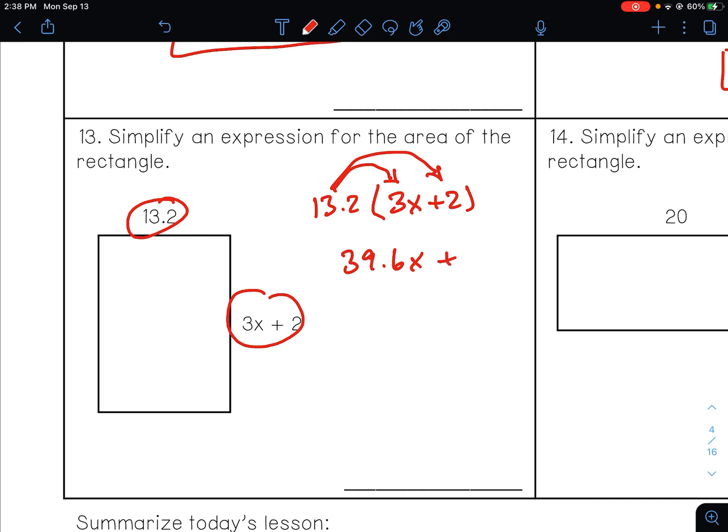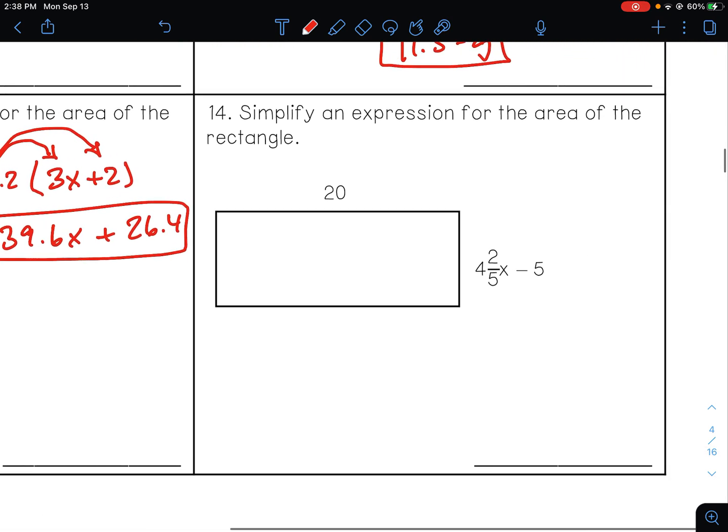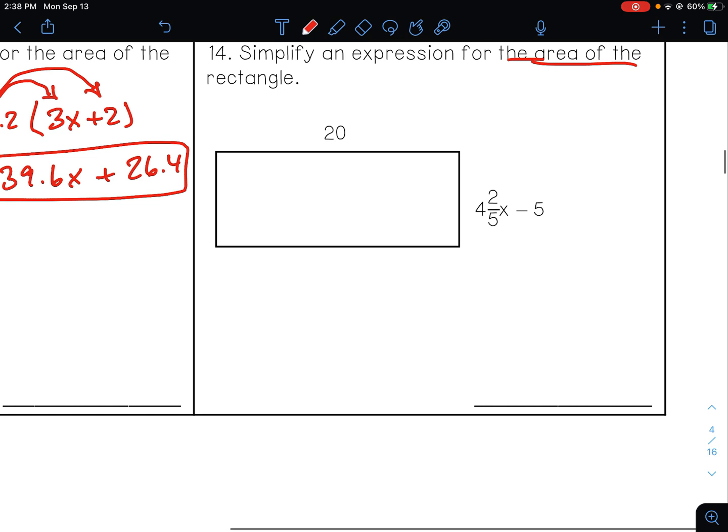So 13.2 times 2 is 26.4. Actually, that wasn't too bad. I'll take it. Last one. Woohoo! Simplify the expression for the area. Again, area. You're multiplying. Oh my goodness, they gave us a fraction this time. 20 times 4 and 2/5 x minus 5. Oh gosh.